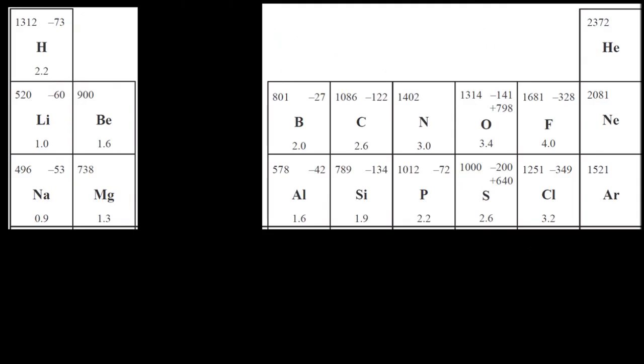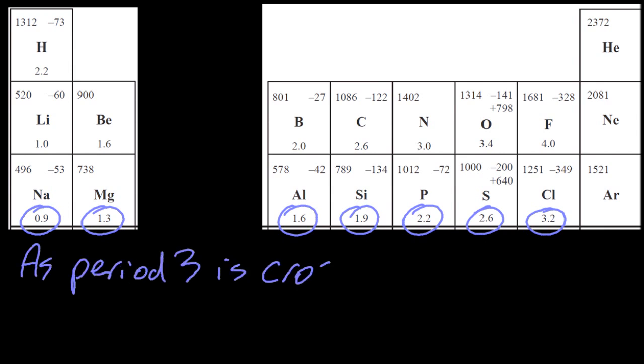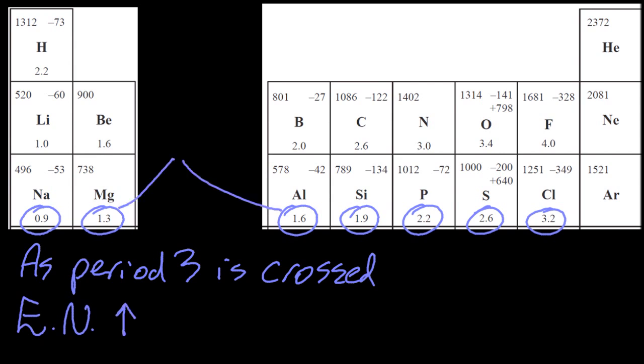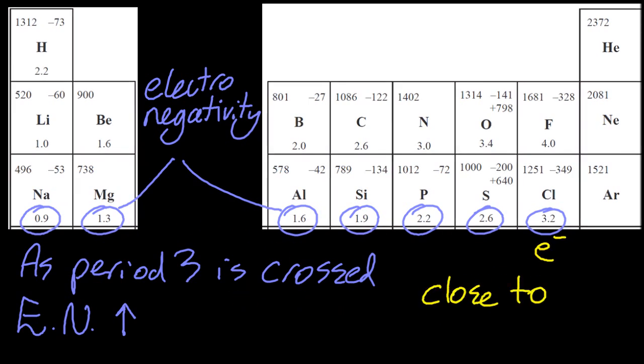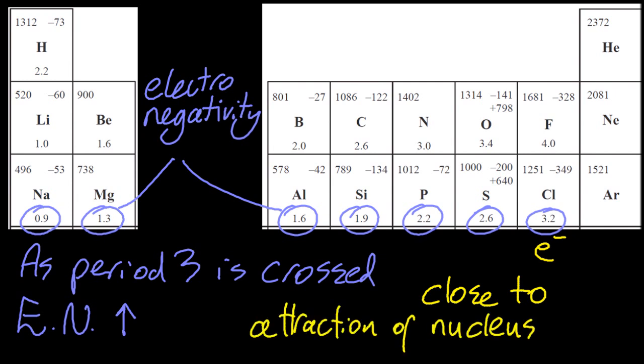And finally, for period 3, that number at the bottom seems to be increasing as you go across the period. So what is that? That is electronegativity. So as period 3 is crossed, the electronegativity increases. So why is that? Well, if I have an electron just randomly around, it's going to much rather go towards the chlorine compared to the sodium. Because when it gets to the chlorine, it can get closer to the nucleus or closer to the attraction of the nucleus. That's an even better answer.